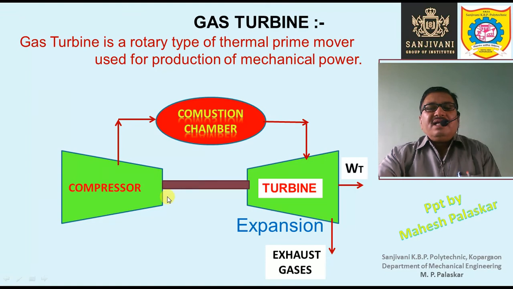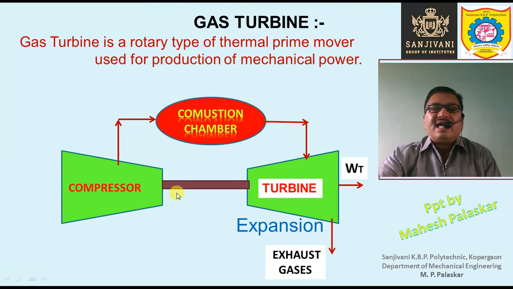Now the power required to drive the compressor is taken from the turbine itself. The turbine itself will drive the compressor. So the work of compression WC is given to the compressor by the turbine, and thereby the compressor will compress the air which is supplied to the combustion chamber and ultimately from the combustion chamber to the turbine.